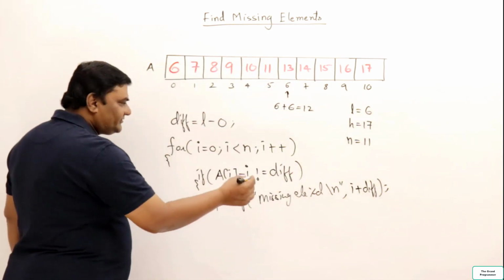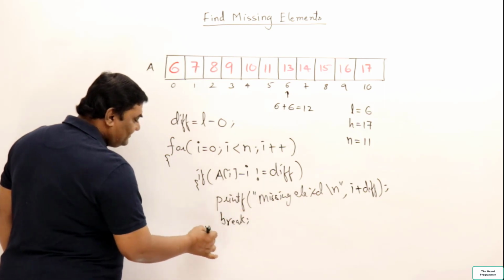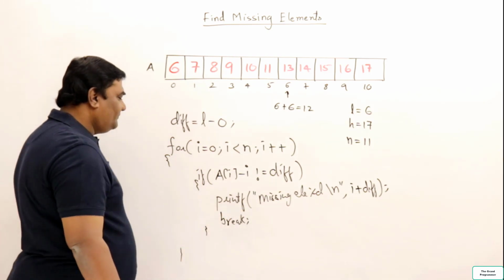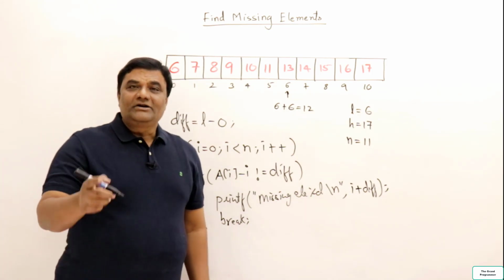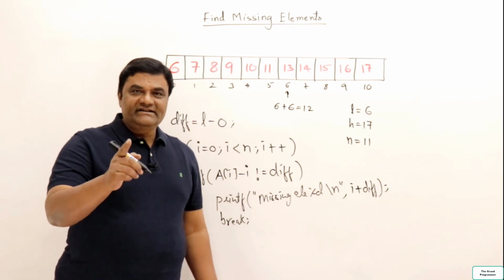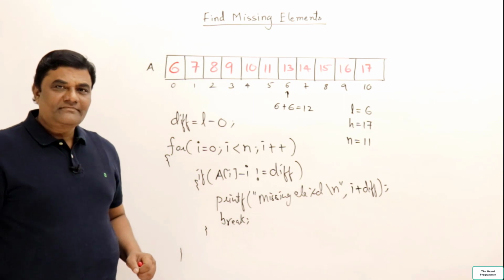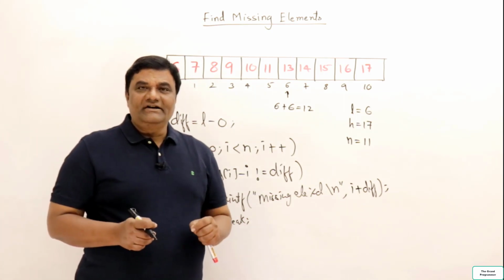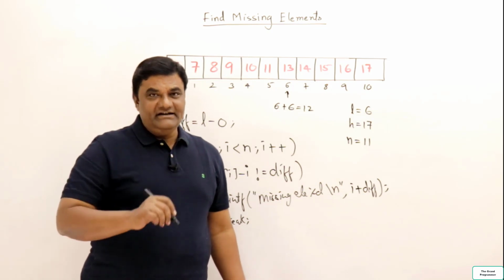That's it. When the missing element is found, I can break and stop the loop. This break will come out of the for loop and it will stop there because the missing element is found. So that's all. This is for a single missing element. Now one thing: what is the time taken for finding the missing element? So we have finished finding a single missing element.